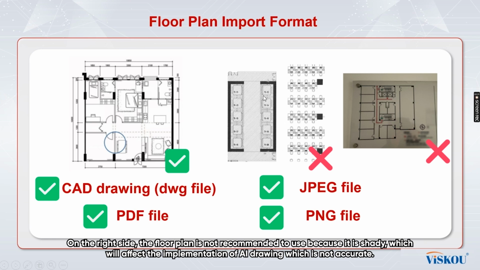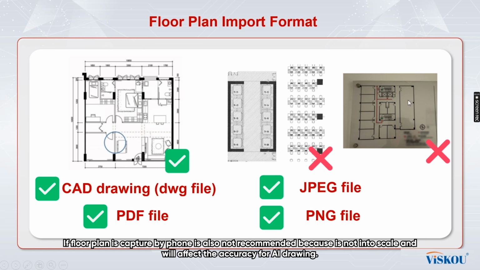First of all, it's because of the shadows. The shadows will affect the AI drawing, so it will not be that accurate. Another point is that if the floor plan is captured by phone as a picture, it is not allowed because it is not to scale and will also affect the AI drawing accuracy.